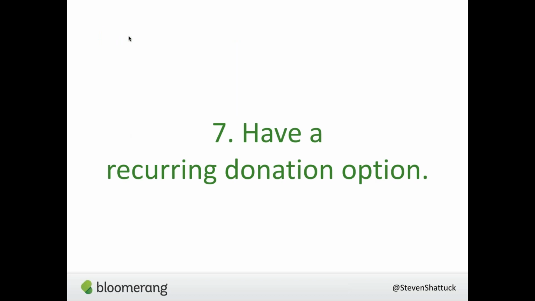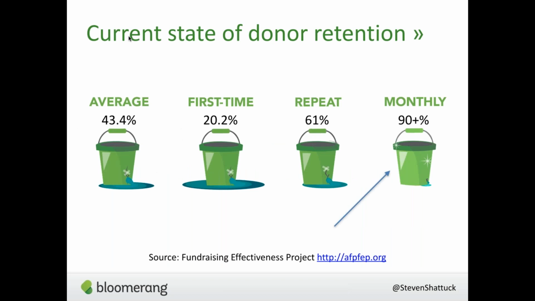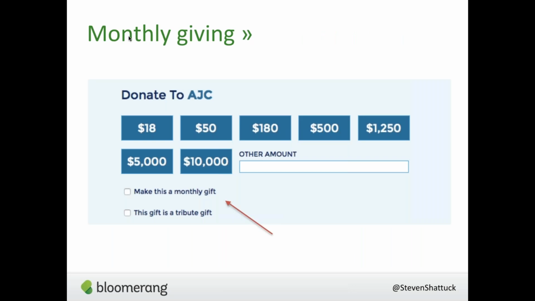Okay, number 7. This is a simple one. Make sure you have a monthly giving option. Monthly giving retention rate, super high. If you get a monthly donor, it's really hard to lose that donor. You really have to kind of screw up for that to happen. Above 90% retention rates there. So a checkbox, hey, make this monthly gift. And I think all of you can probably do that. I haven't really seen any software that doesn't allow that.